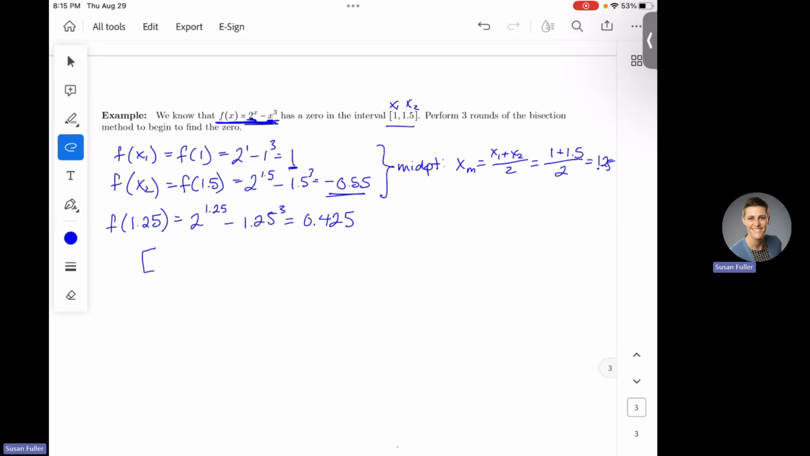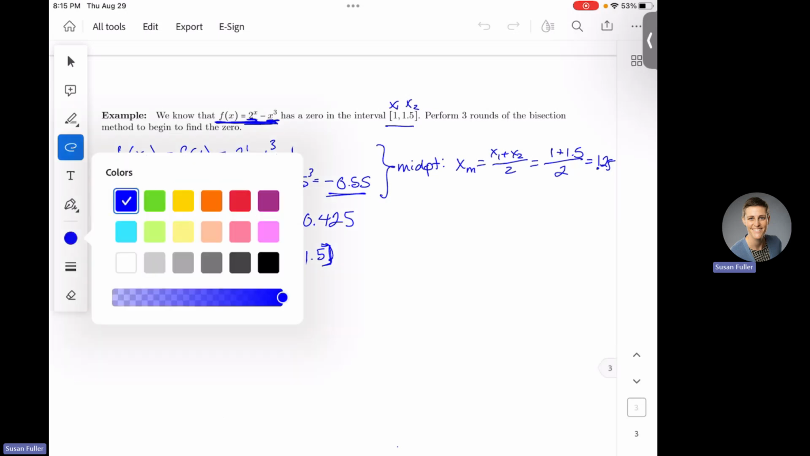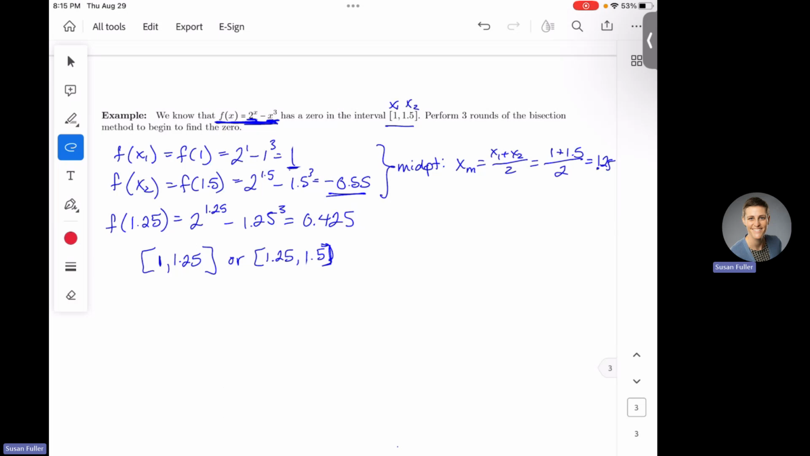It's either going to be in my x1, which is 1, to my midpoint, which is 1.25, or it's going to be in the 1.25, my midpoint, to the end, which is 1.5. Now, which of these intervals is going to contain my 0? Well, to do that, we're going to look at the y values. Notice the y value at 1 was 1. It was positive. My y value at 1.25, which is my midpoint, was 0.425, which is also positive. Because I don't switch signs, my 0 is not in there, right? If I go from positive to positive, I'm not guaranteed that there's a 0 in there.